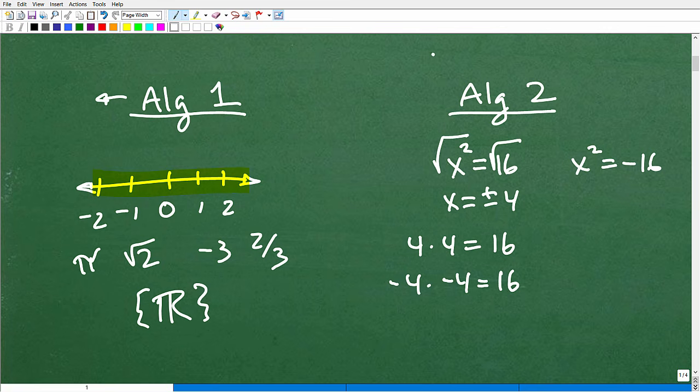So this is a basic quadratic equation, and there are always two solutions to all quadratic equations, and here they are, positive 4 and negative 4. Now, let's take a look at this quadratic equation, x squared equals negative 16.